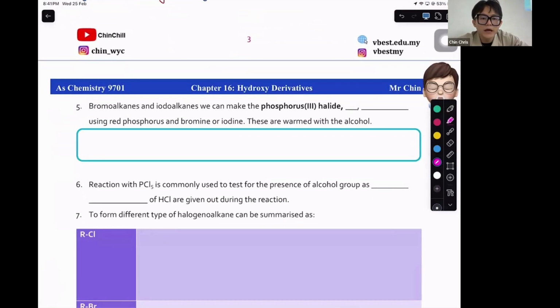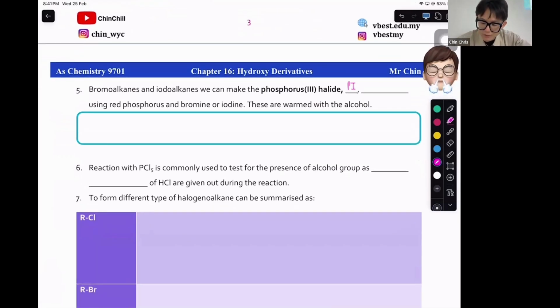All right guys, next, what we have is a bromoalkane and iodoalkane. If you want to get a bromoalkane or iodoalkane, what we can do is always use PI3 or PBr3. That's it. Yes, you have to memorize the equation. Guys, the equation you have to memorize. There's no escaping from the equation. Unfortunately, you have to memorize.